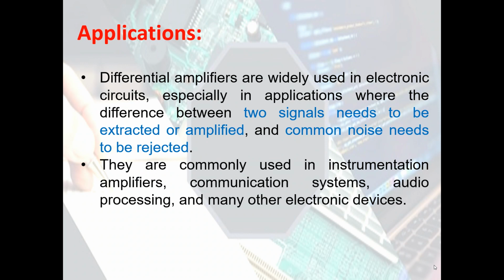So what are the applications of this differential amplifier? Basically, these are used in electronic circuits, especially in applications where the difference between the two signals needs to be extracted or amplified, and common noise needs to be rejected. So we always want to reduce the unwanted signals or the noise. They are commonly used in instrumentation amplifiers, communication systems, audio processing, and many other electronic devices.